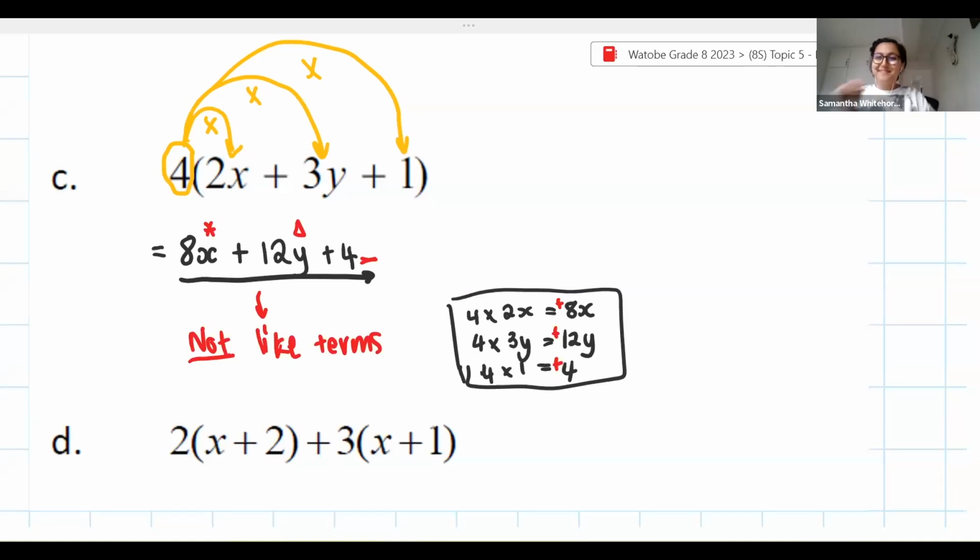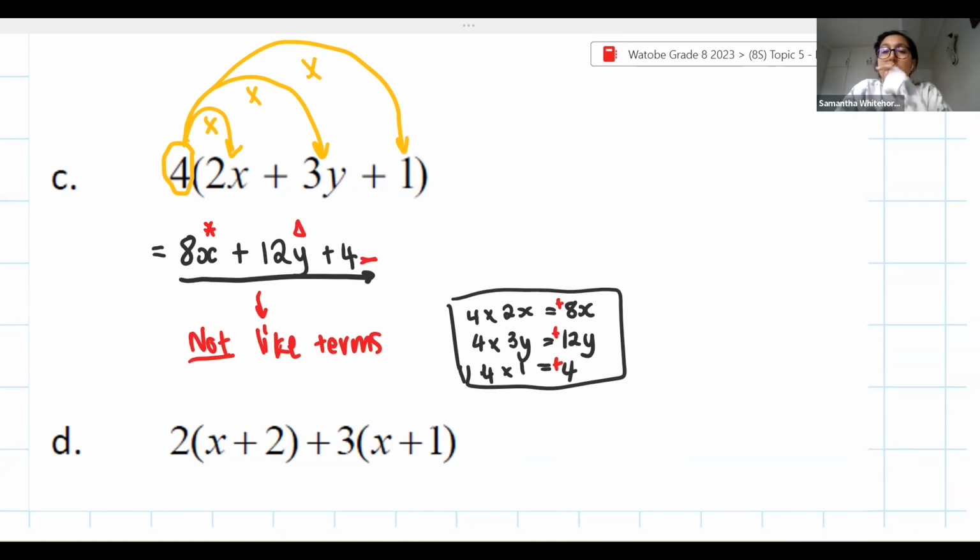Ma'am, hi. I don't understand, ma'am. When we get the answer, do we use the brackets or do we leave the brackets out? So once we have multiplied the 4 into the brackets, the brackets fall away. So our answer won't have any brackets in it. Does that answer your question? Yes, ma'am, it answers my question.